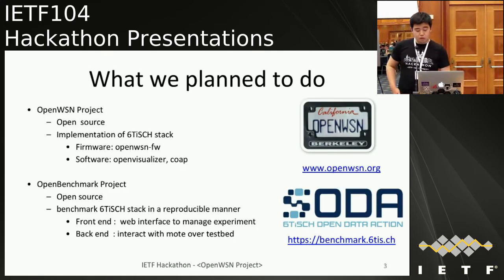So what do we plan to do? First, to implement the MSF draft, we are using the OpenWSN project. OpenWSN is an open source implementation of SigTish, and it has already implemented the whole SigTish stack. So we use this stack to replace the MAC layer with the latest MSF draft. And the benchmark project is open source as well.